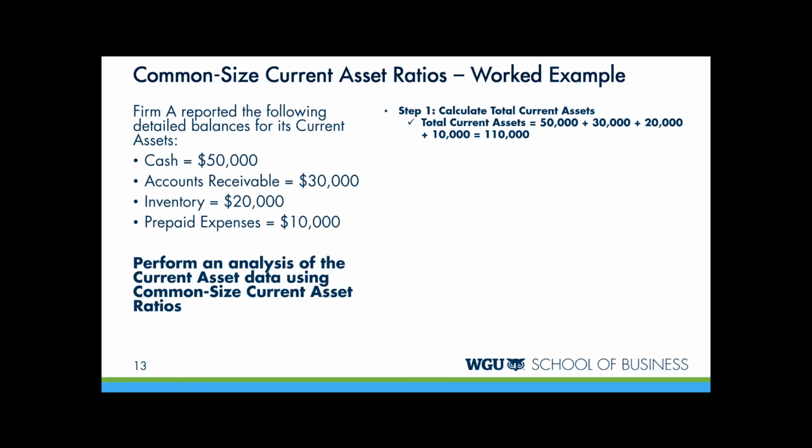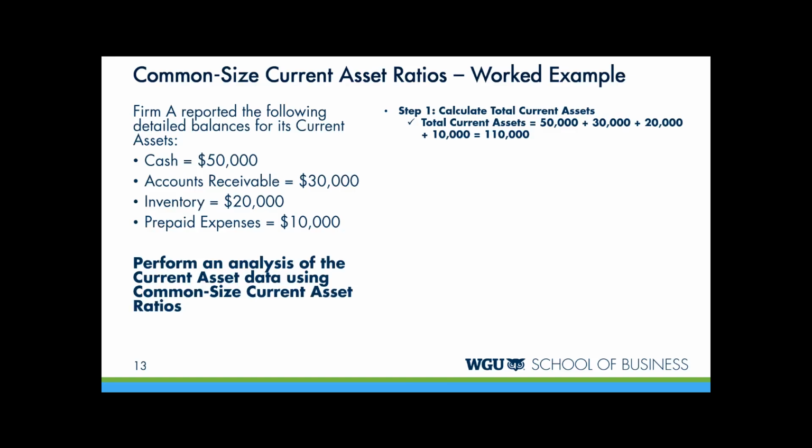So let's walk through an example of using common size current asset ratios. In this specific example, we have a list of current assets from firm A, and they have cash of 50,000, accounts receivable of 30,000, inventory of 20,000, and prepaid expenses of 10,000. So let's walk through how we would perform a common size current asset ratio analysis.